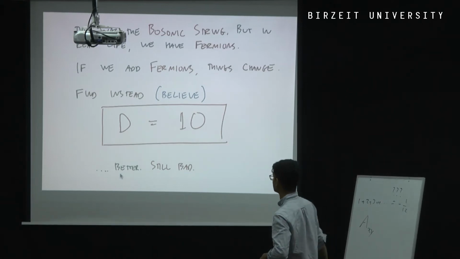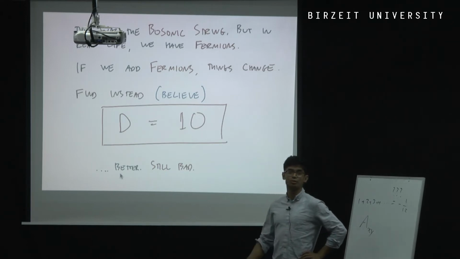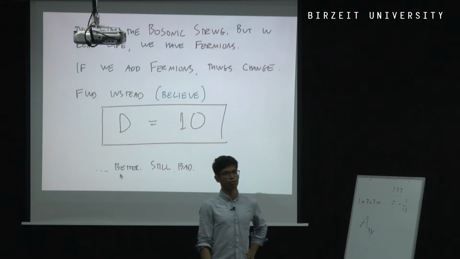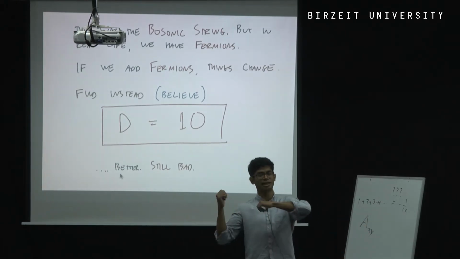And what you find at the end of the day is instead of d equals 26, you find instead d equals 10. This is the famous number that is thrown around. Have people heard this? String theory only works in 10 dimensions. This is what they mean.